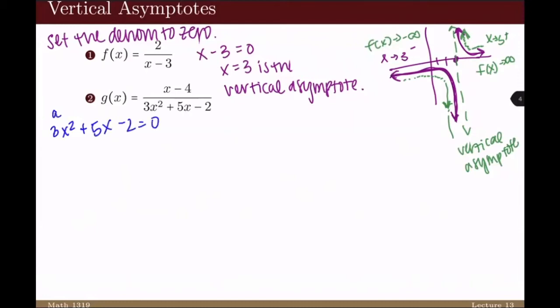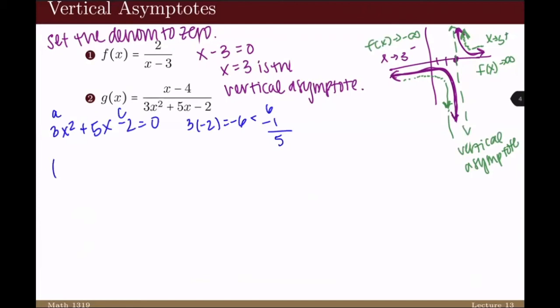And remember, when we do the AC test, we want to multiply a times c. So we'll do 3 times negative 2, which is negative 6. We want factors that are going to add to positive 5. So I think what'll do it is going to be 6 and negative 1. And this is where the factoring gets kind of tricky. Now, if you know how to factor this, you can skip ahead a little bit in the video, but I'm going to quickly explain how we're going to factor this.